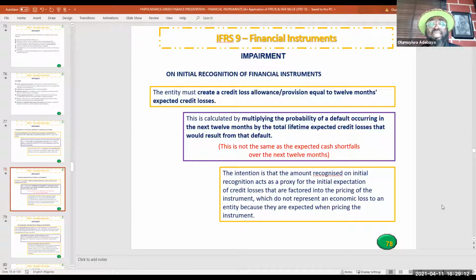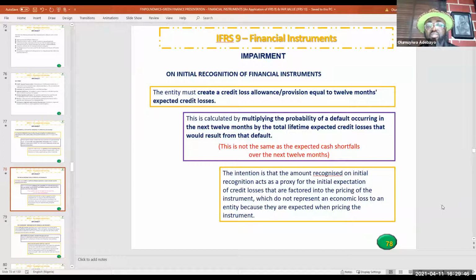Now, as I told you earlier, upon initial recognition of financial assets, you compulsorily must recognize an allowance for credit loss for at least a 12-month expected credit loss. Why? Because that belongs to stage 1. The only exception to that is for purchased or originated credit-impaired financial assets, which come in by way of stage 3 upon initial recognition.